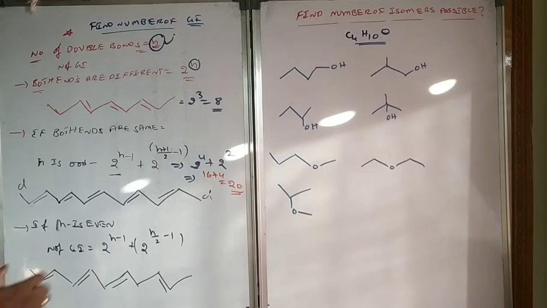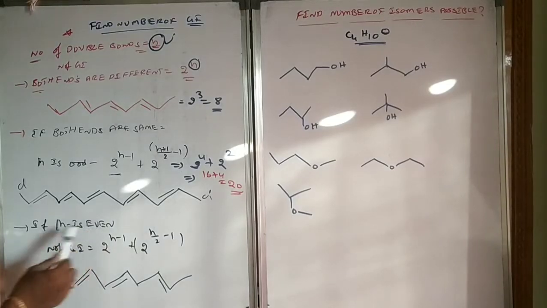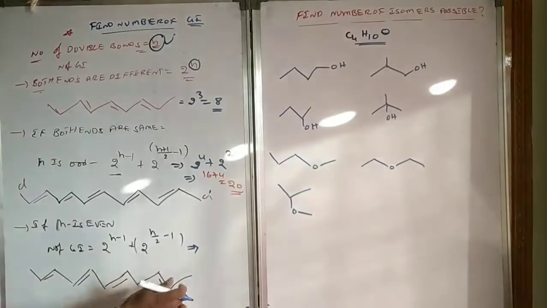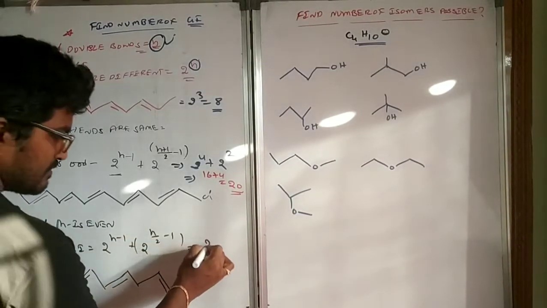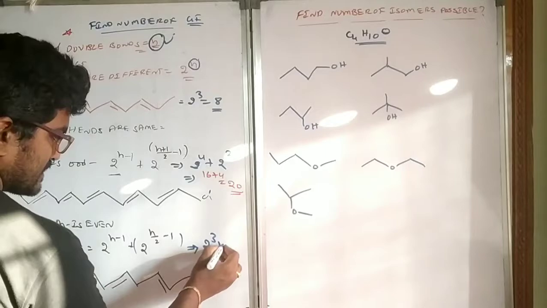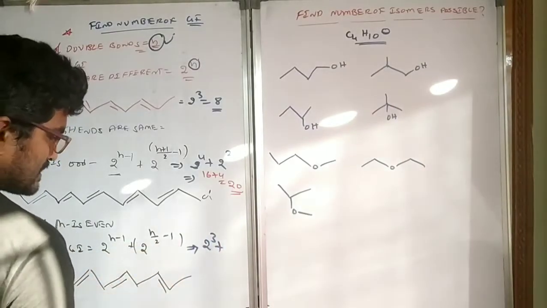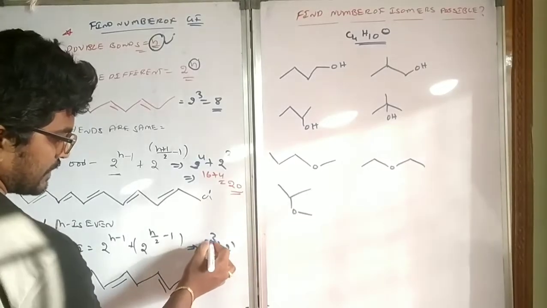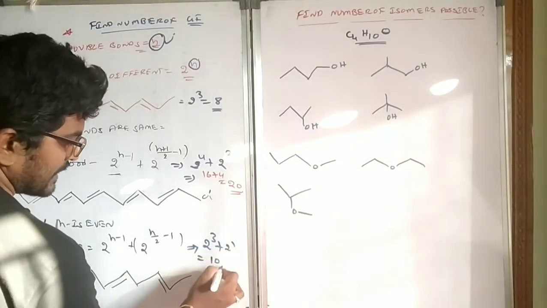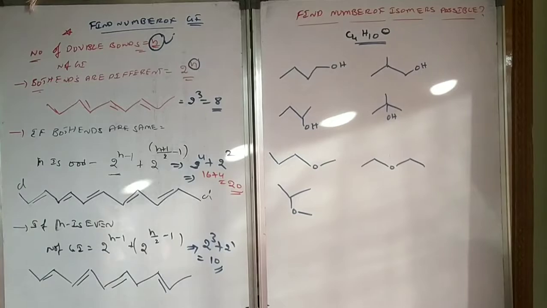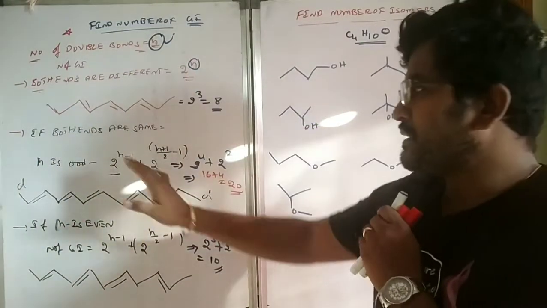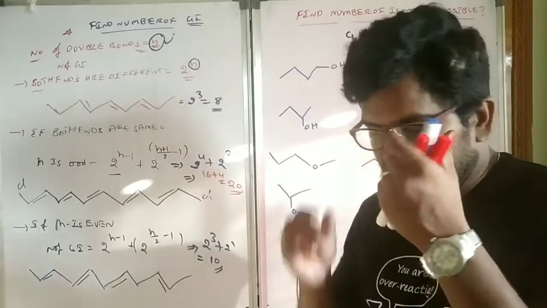And here you see, when n is even, you can use this formula. Here 1, 2, 3, 4, both ends are same. So it will be 2 power 3 plus 2 power n by 2 minus 1, that is 2 power 1. 8 plus 2, 10 geometrical isomers are possible. Like this, you can identify the number of geometrical isomers possible for any compound.